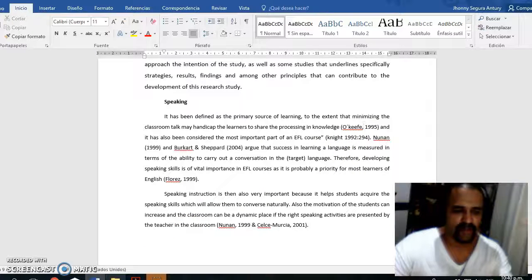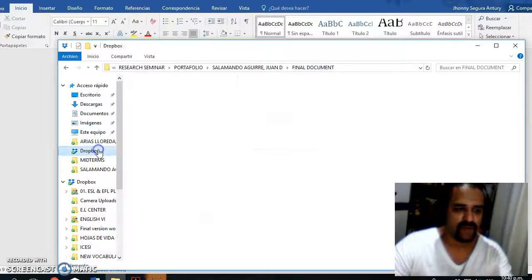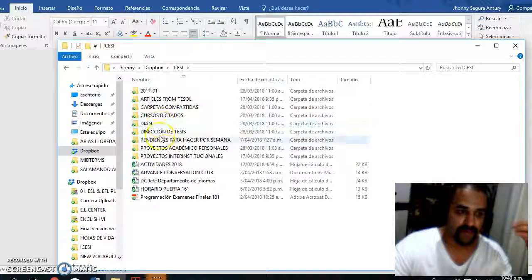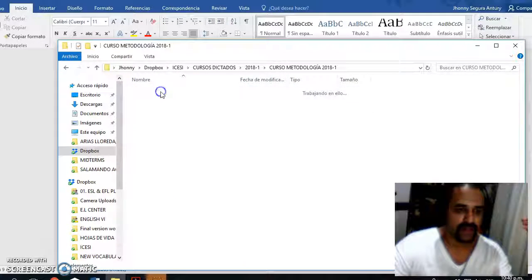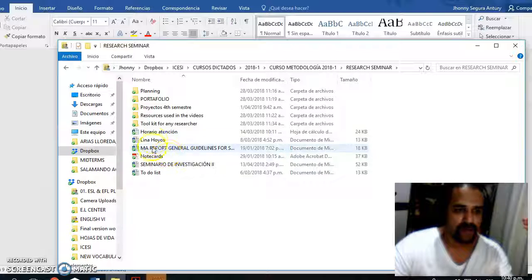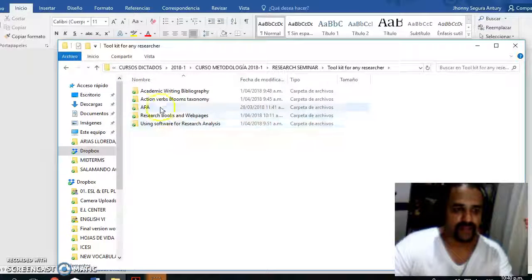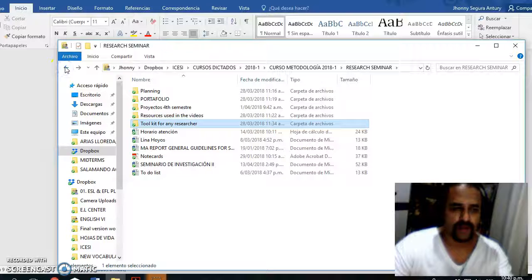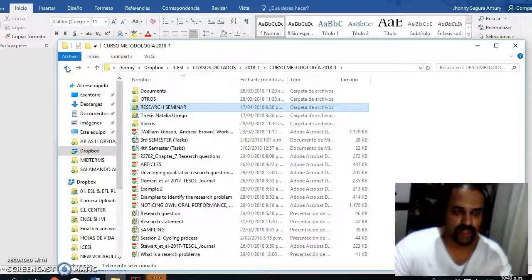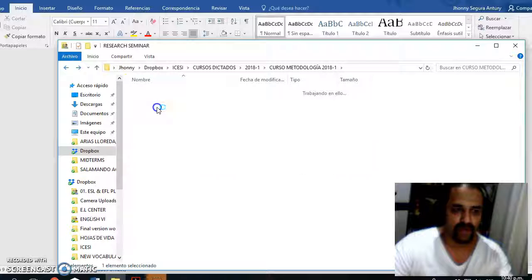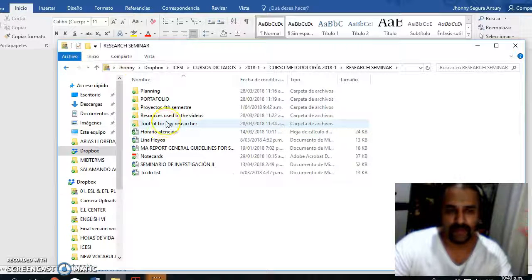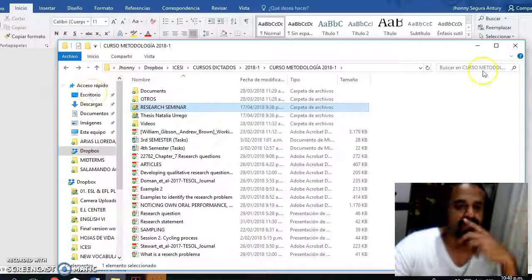There are some issues with APA, so in order to make sure that you're following APA correctly, in our shared folder I have one that is called Toolkit for any researcher in this APA. I'm concerned. Do you have access to this folder? Because I'm not sure if you do. This is the key folder to get all the information that we'll be using, and I'm not sure if you're really using it. So please go to it and use it.